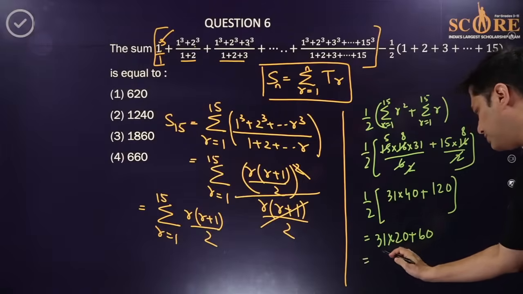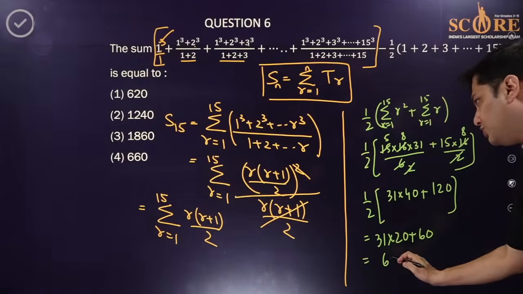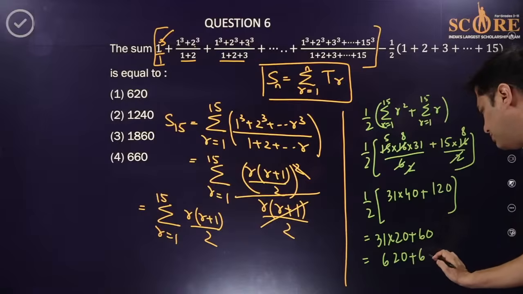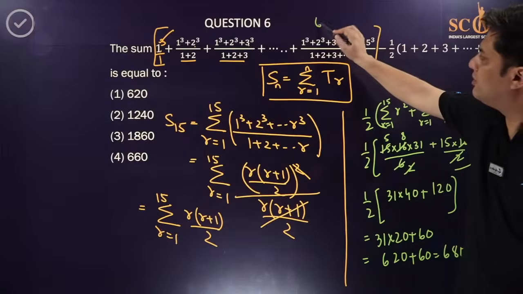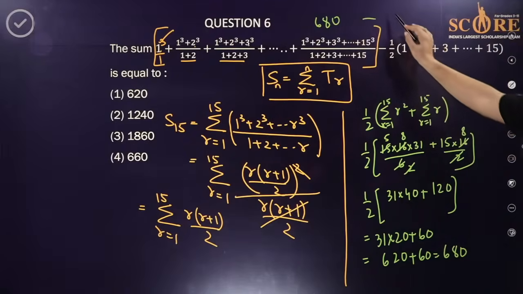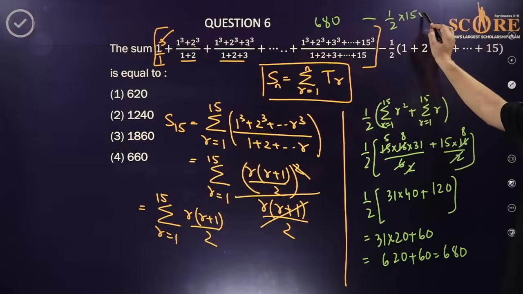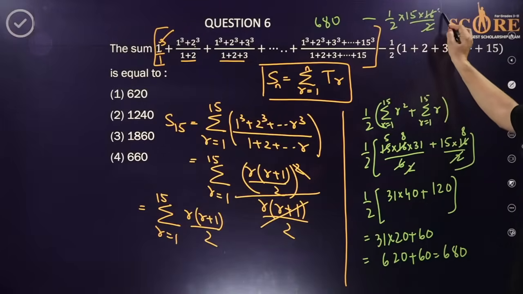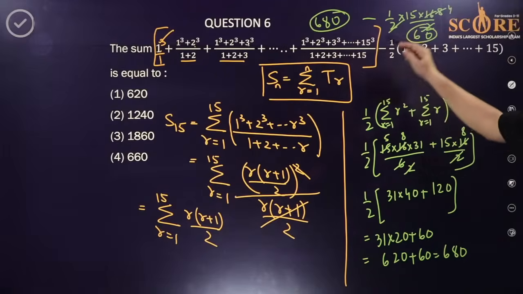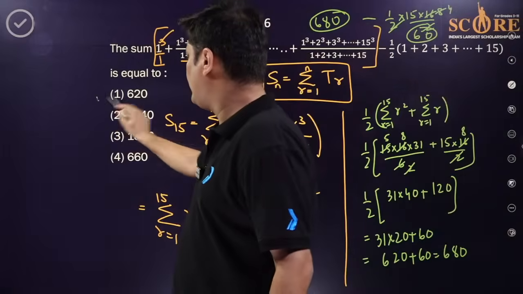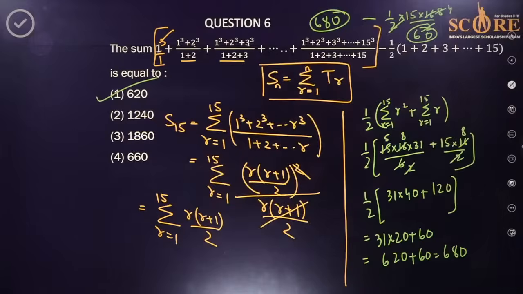So this is 620 plus 60, which is 680. So 680 is the answer up to here. Minus, now this is half of again n into n plus 1 by 2. This is 60 only. So 680 minus 60 is 620. So 620 is the right answer.